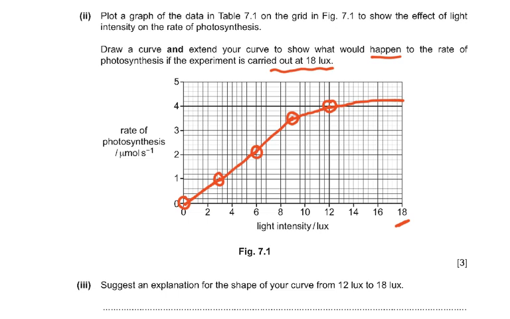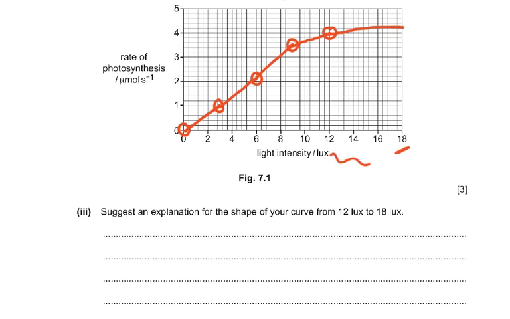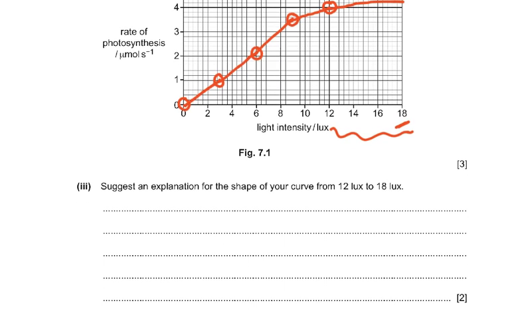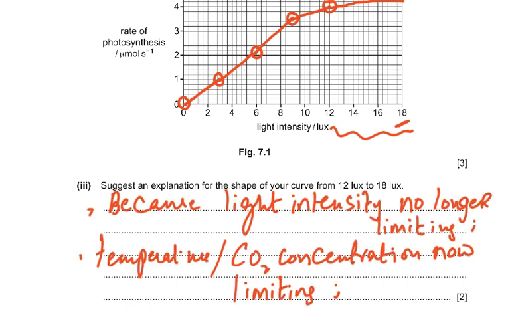And suggest an explanation for the shape of your curve from 12 lux to 18 lux. So between 12 and 18, you're going to give me an explanation for that. The explanation is that light intensity is no longer limiting. Temperature or carbon dioxide concentration is now limiting. That is why we see there's not much of an increase left, because the gradient of the rate of photosynthesis is decreasing. So we have the three things which limit photosynthesis: temperature, light intensity, and CO2 concentration.